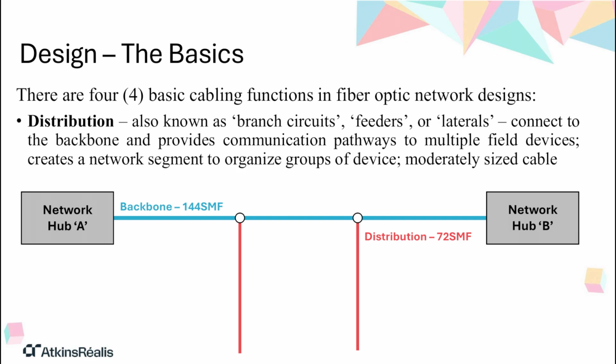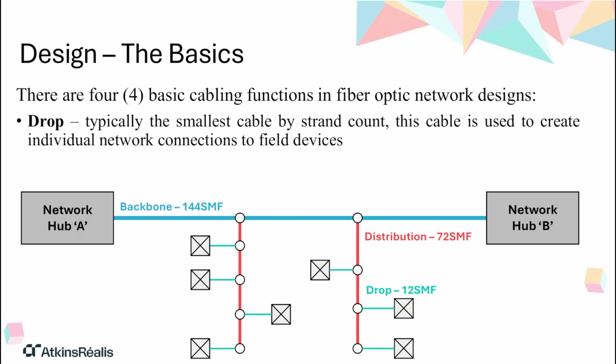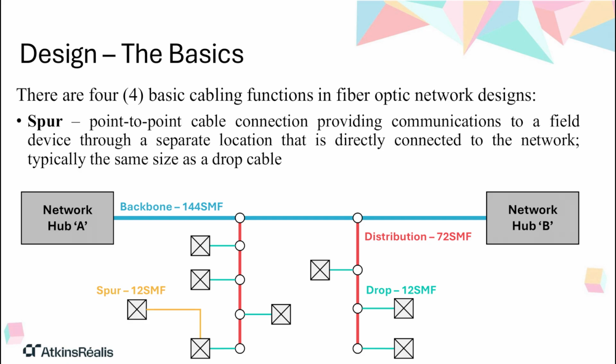Exactly. Then, going smaller still, you have drop cables. So these are like the local roads, or maybe even the driveway to your house. Perfect analogy. Local roads, or maybe a cul-de-sac, they provide that direct link from a distribution line right to an individual field device, your camera, your sensor, whatever it is. Usually the smallest cables in terms of fiber count. Okay, backbone, distribution, drop. Is that it?